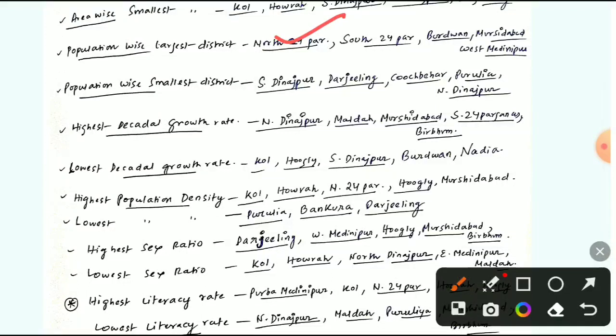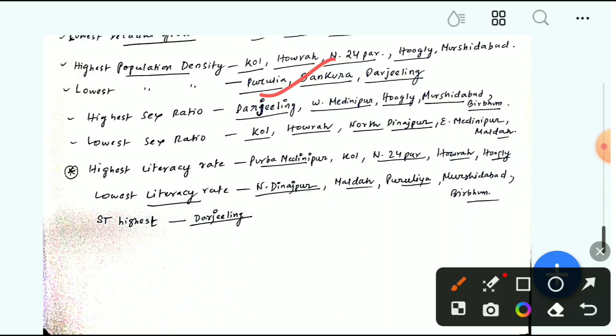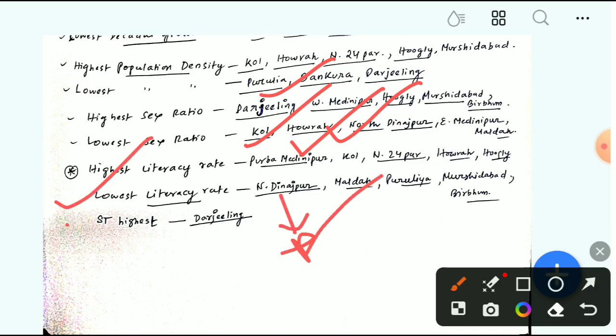Population wise largest district is North 24 Parganas. Population wise smallest district is South Dinajpur. Highest decadal growth rate North Dinajpur. Lowest decadal growth rate Kolkata. Highest population density Kolkata. Lowest population density Purulia. Highest sex ratio is Darjeeling. Lowest sex ratio Kolkata. Highest literacy rate Purba Medinipur, very important. Lowest literacy rate North Dinajpur, this is also important. ST highest it is in Darjeeling.